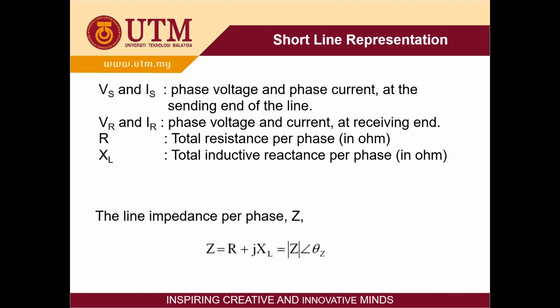VS and IS are the phase voltage and phase current at the sending end of the line, while VR and IR are the phase voltage and current at the receiving end. R is the total resistance per phase, while XL is the total inductive reactance per phase, in ohms. The line impedance per phase, Z, can be written very simply as R plus jXL, which in polar form is Z with an angle of theta Z.